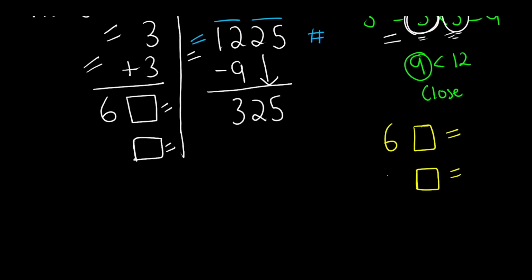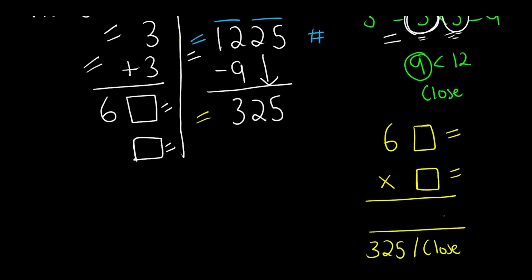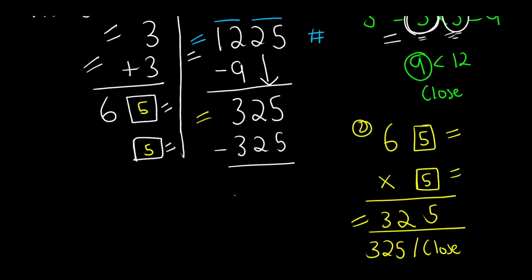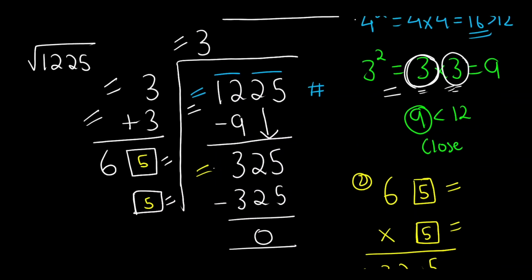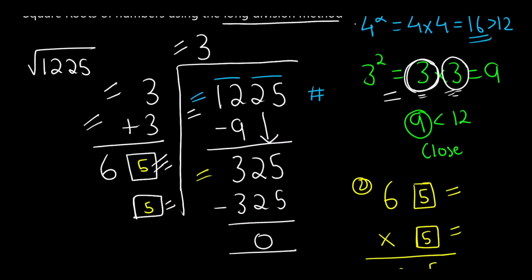In these two boxes, we have to put in the same number. However, the catch is that when I multiply this, the answer should either be 325 or a number close to 325. So let's say when I put 5 in these boxes and I multiply this, 5 fives are 25, 2 over here, 6 fives are 32. Yay! When I put 5 in these boxes, I get 325 as the answer. So I will write 325 over here. Now 325 minus 325 gives me 0. And since I'm putting 5 in these boxes, I will write 5 in the quotient area.